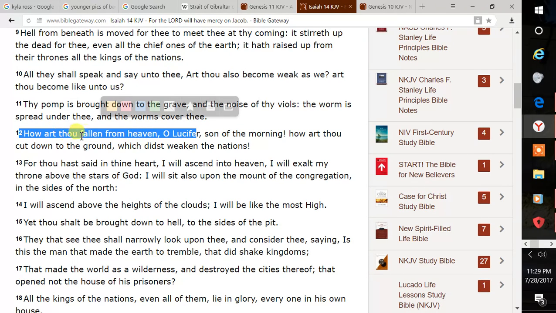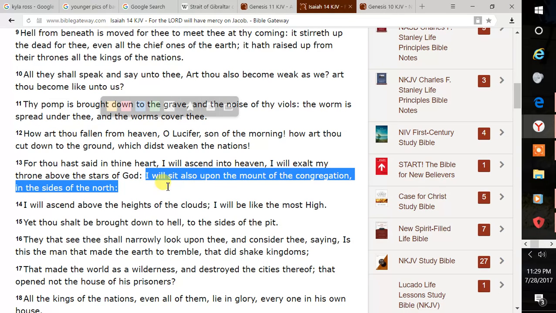Now, how art thou fallen from heaven, O Lucifer, son of the morning? How art thou cut down to the ground, which didst weaken the nations? For thou hast said in thy heart, I will ascend into heaven. I will exalt my throne above the stars of God. I will sit also upon the mount of the congregation, in the sides of the north. The North Pole.